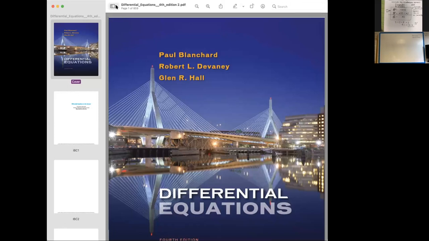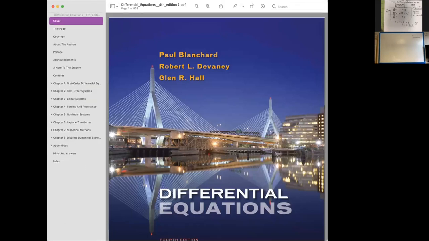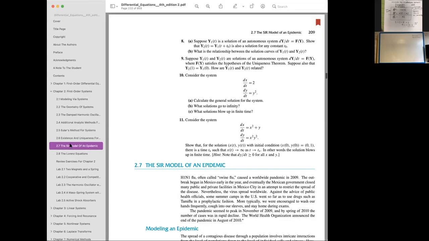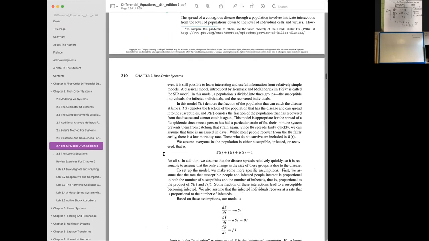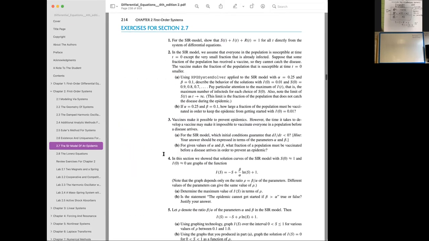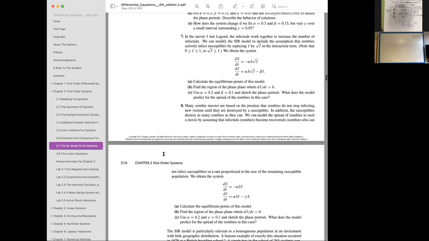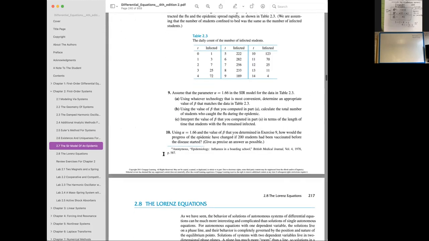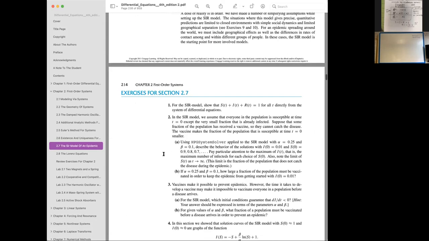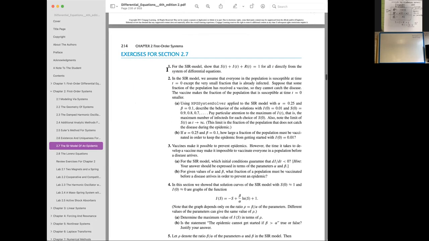Okay, good. Now, table of contents. We're in chapter 2, section 8, SIR model of epidemic. And let's look at the exercises. First of all, there's not 30 of these exercises because this is heavy numerical work. He's got 10 exercises right here. So I just want you to do one. But he just walks you through some of the things I've said in the first two problems.